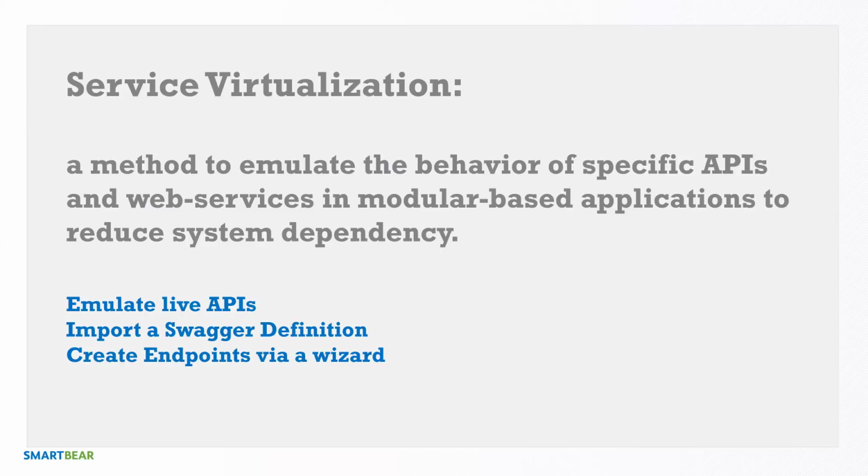So ServiceV Pro is going to allow you to either emulate a live API. We might not actually do that today, but you can record live traffic and actually have that API's entire transaction history there to use. Or import a Swagger definition, which we'll definitely do today, or we can just create a RESTful API on our own. But it's a way to completely emulate the entire behavior and much more than just the response.